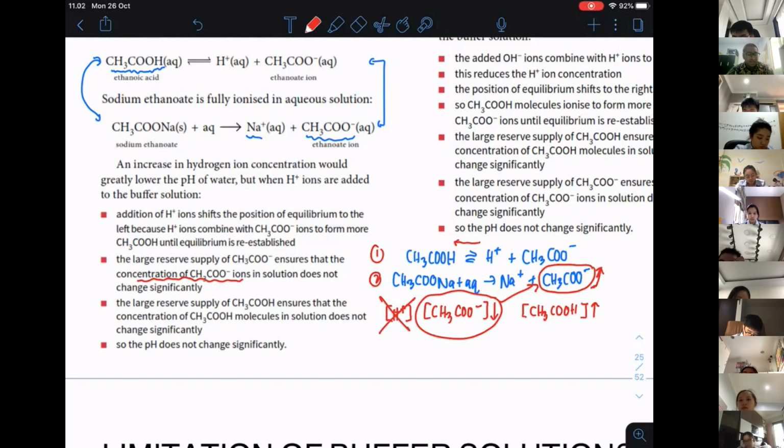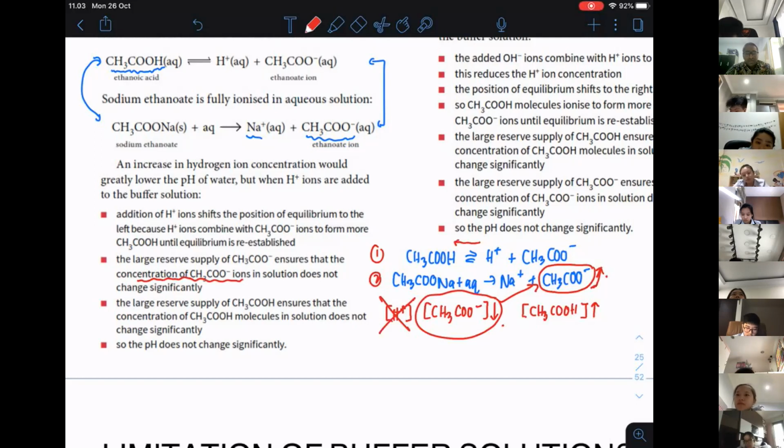For example, just imagine that you have 10 million IDR and suddenly 1,000 rupiah is missing. Will you notice the missing money? Most likely no, because it's not significant compared to the big amount. So that is actually what is going to happen. Even though there is a decrease, it's going to be compensated by that large reserve of ethanoic ion.